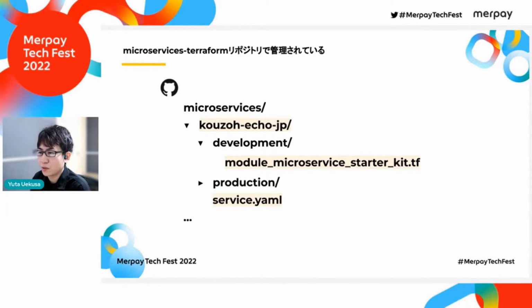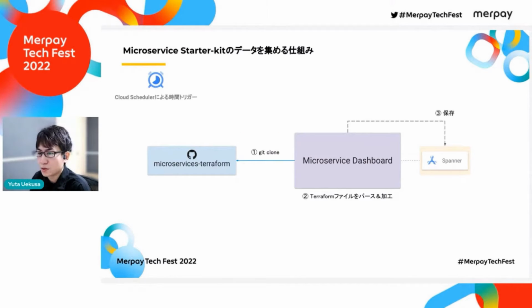Here is a diagram of how the microservice starter kit collects data. The starter kit data is obtained by git cloning the microservices Terraform repository and parsing the starter kit Terraform files. Acquired data is grouped by service ID and stored in a database. This process is triggered by the cloud scheduler and executed twice a day.